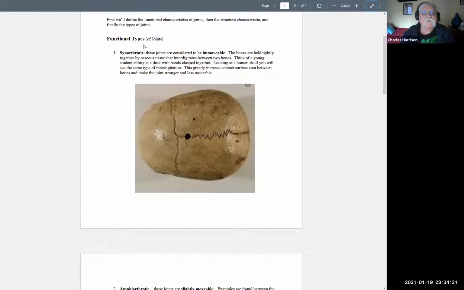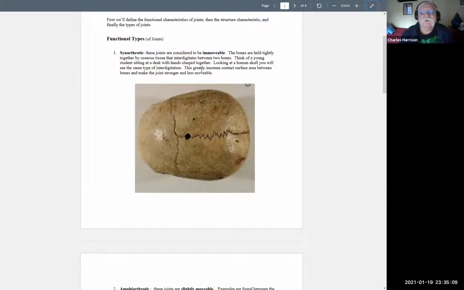How they work together. The first is the synarthrotic joint. Now these words may seem long, but pretty soon they're going to seem like easy stuff. Not tonight, maybe by Thursday. A synarthrotic joint is a joint that is not movable. It's immovable. Okay. The bones have come together so well and they don't move.